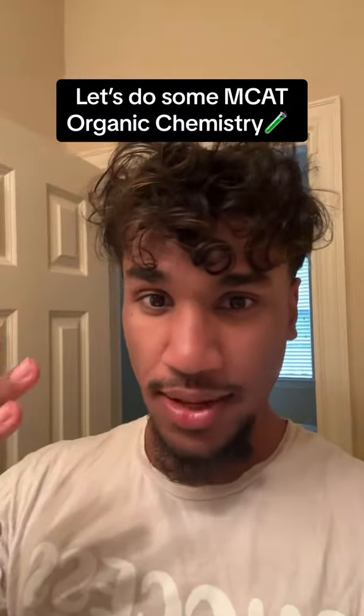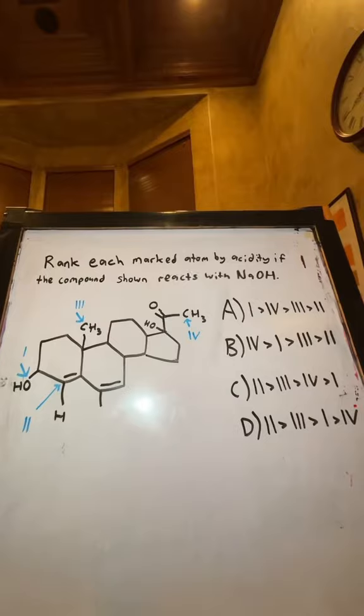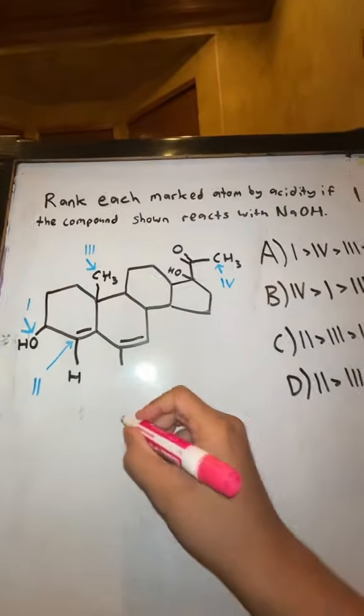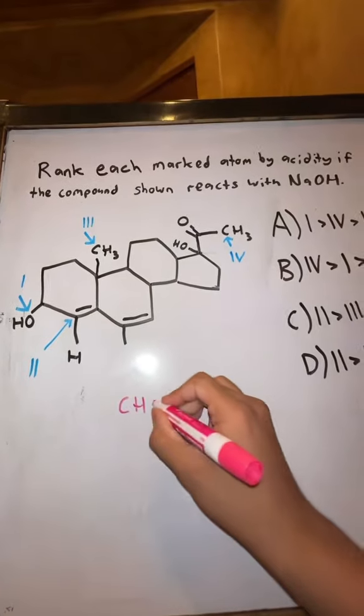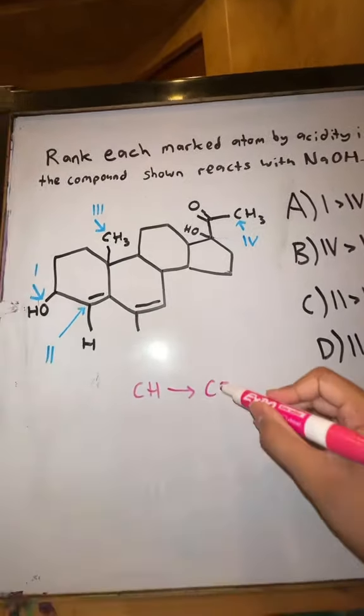Let's do some MCAT OChem. Rank each marked atom by acidity if the compound shown reacts with NaOH. All right, so acidity refers to stability of a conjugate base, right? So let's just say we have an arbitrary C-H and it got deprotonated, it lost an H. It's going to look like C minus, right? So this is the conjugate base essentially.